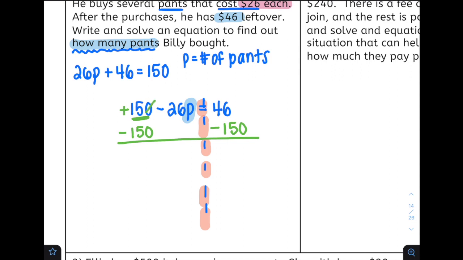So 150 minus 150 is just 0. 46 minus 150 is going to give me negative 104. And we have negative 26p. So technically you do have a 0 here, but you don't technically have to write that down. You can leave it as negative 26p equals negative 104.